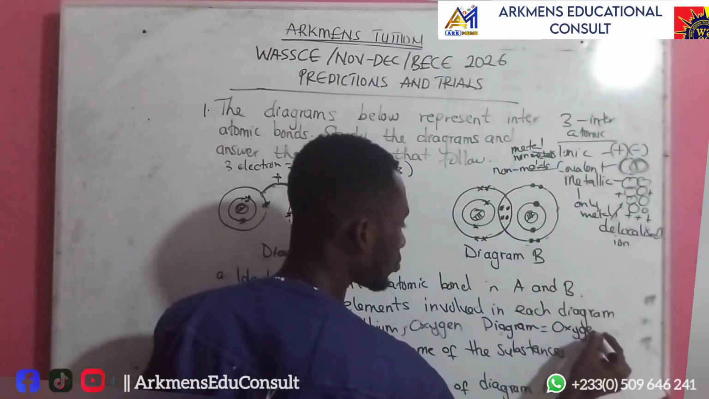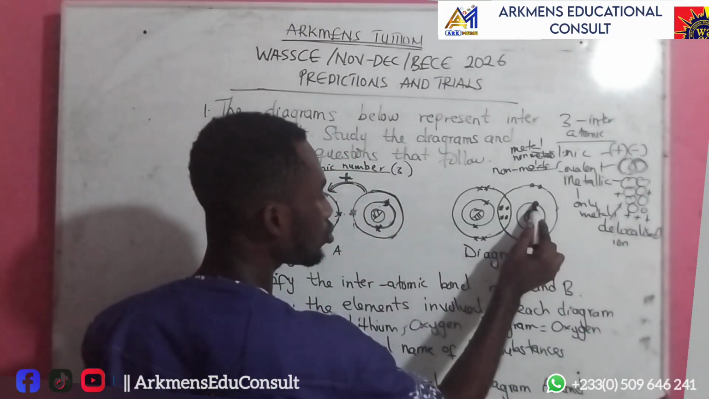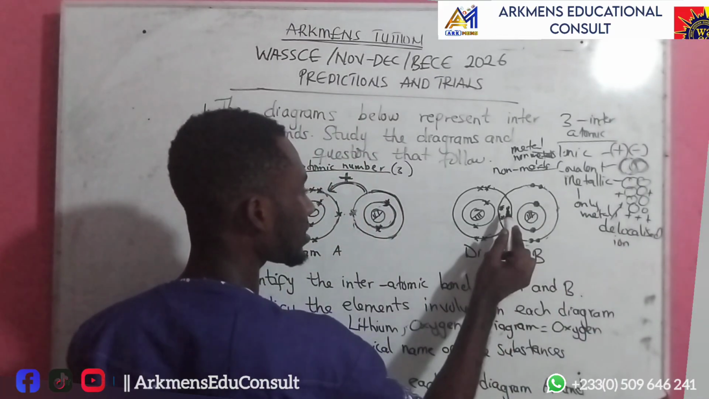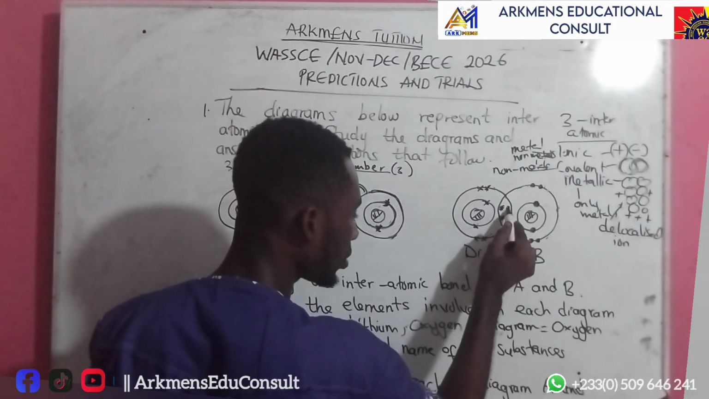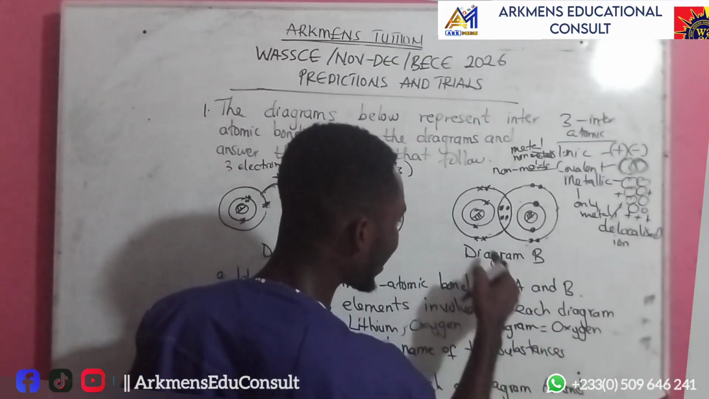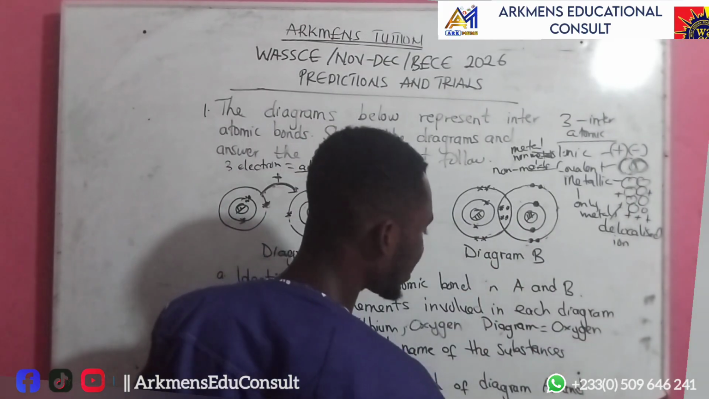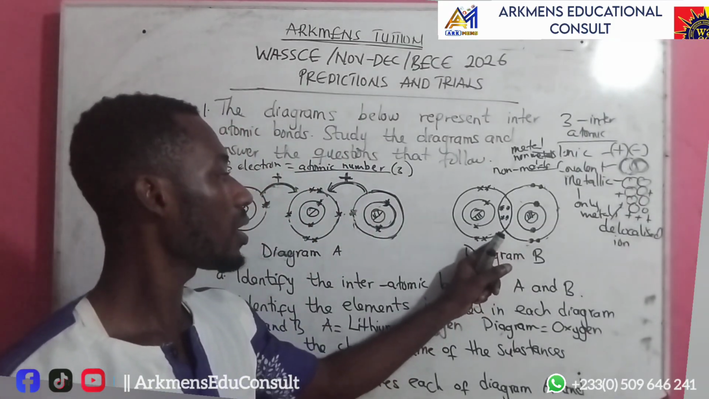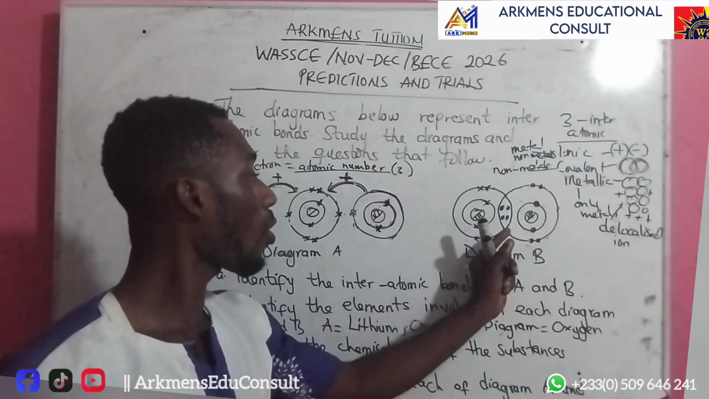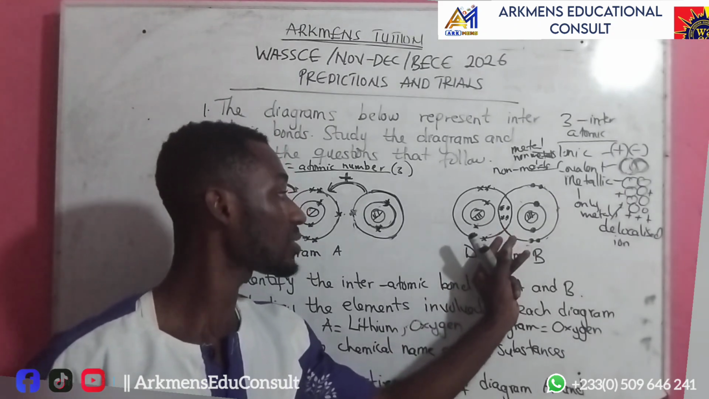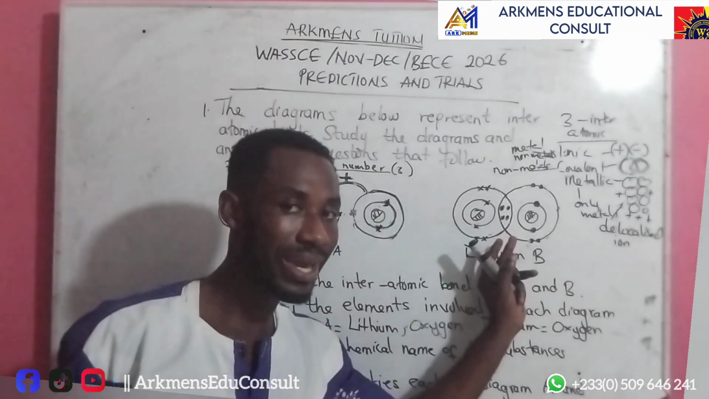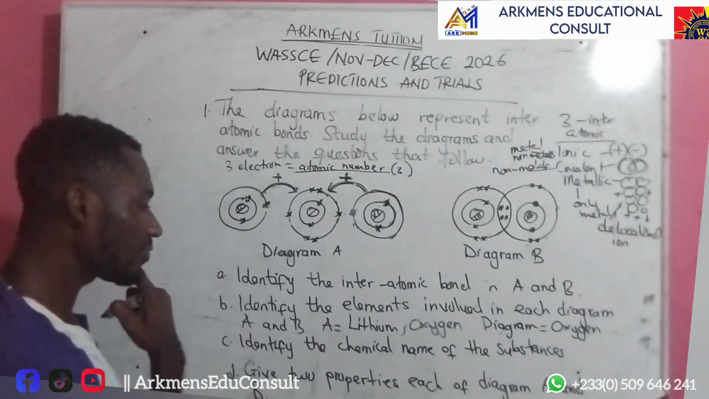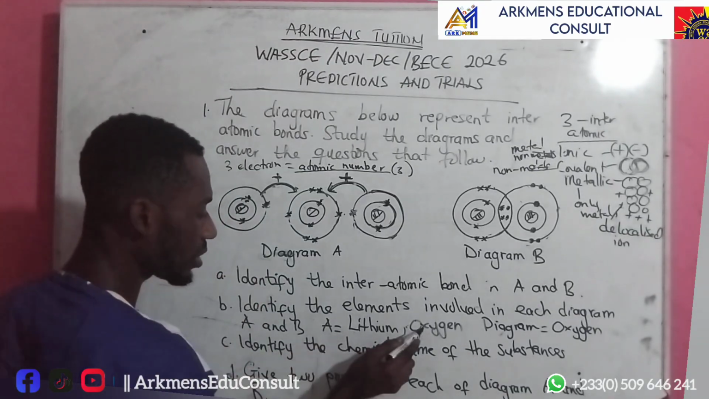So let's count the next one and see. 1, 2, 3, 4, 5, 6, 7, 8. I'm counting the dot ones. That one too is 8, the same as this. So it's the same as oxygen, meaning that 2 atoms of oxygen combined to form this particular bond over here. So we have been able to identify the elements in A, lithium and oxygen.